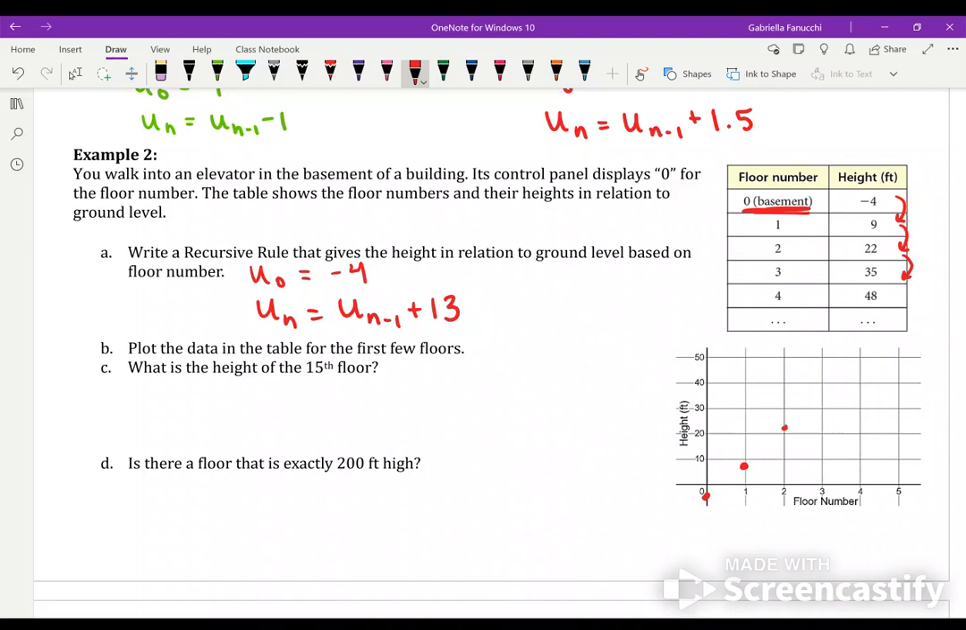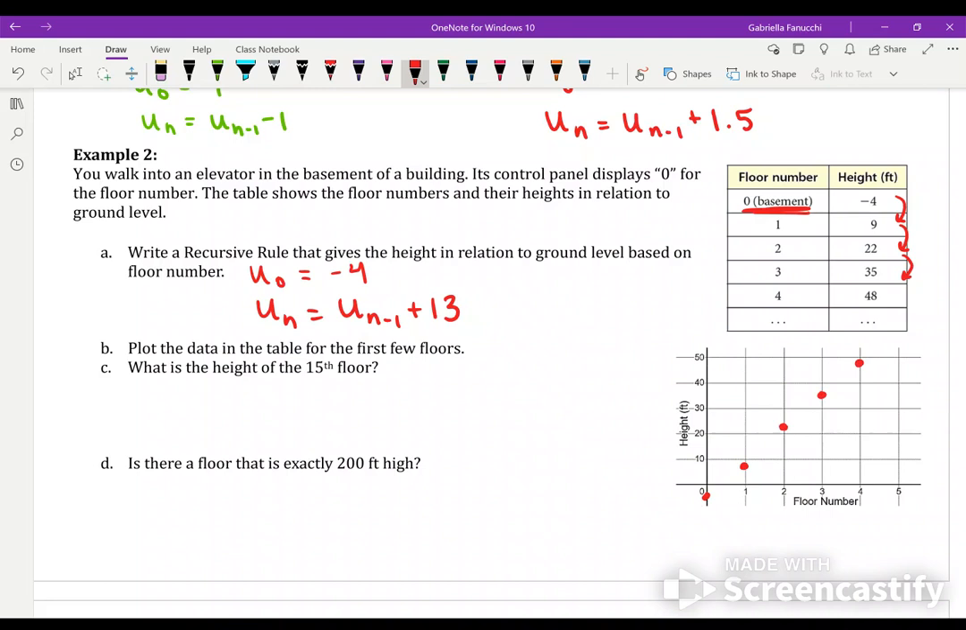But we were plotting 2, 22. The last one, next one is 335. And then 448. What is the height of the 15th floor?